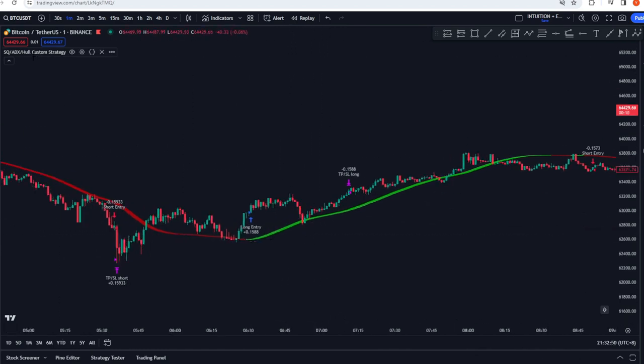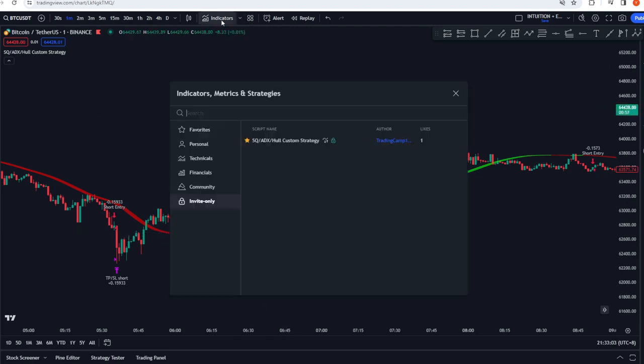The first up is your house sweep, as you guys can see, which is your green line and your red line. So in order to take a long position, price must be above the indicator itself, and the indicator must be green. The house rate must be green.